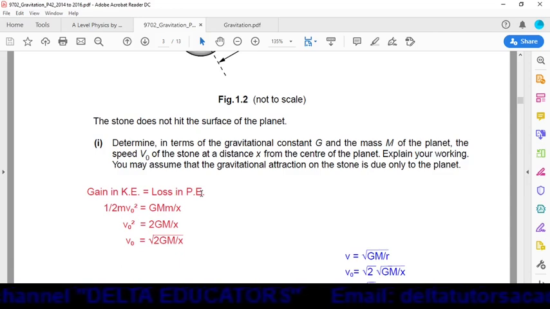Now gravitational potential energy is given as G capital M small m over x. Here in our case, this capital M is mass of the planet, this small m is mass of the stone, and x is the separation between them. Okay, the mass of stone will be cancelled out and we will get v naught square is equal to 2GM over x, and by taking square root on both sides we will get v naught is equal to under root 2GM over x.